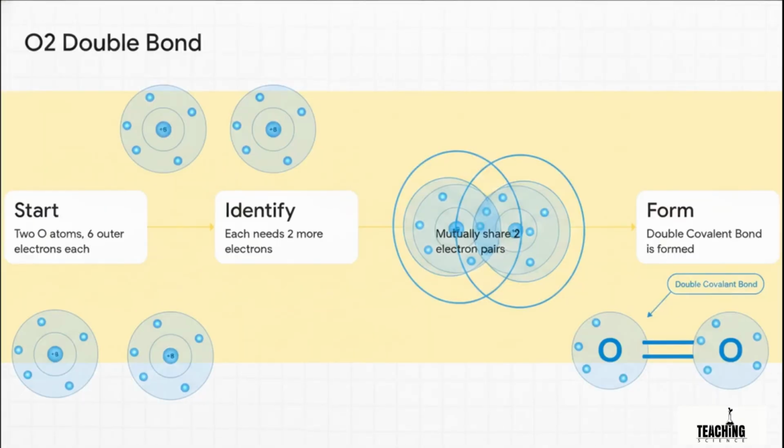Let's actually visualize this step by step with an oxygen molecule, O2. We start with 2 oxygen atoms. Oxygen has an atomic number of 8, so its configuration is 2, 6. Each atom has 6 outer electrons, which means they each desperately need 2 more to hit that magic number 8. Instead of fighting over them, they agree to share. They each put 2 electrons right in the middle. Imagine drawing overlapping circles around them to loop those shared electrons together. Because they're sharing 2 pairs of electrons, they successfully form a double covalent bond, which we write as O double bond O. Super simple, right?